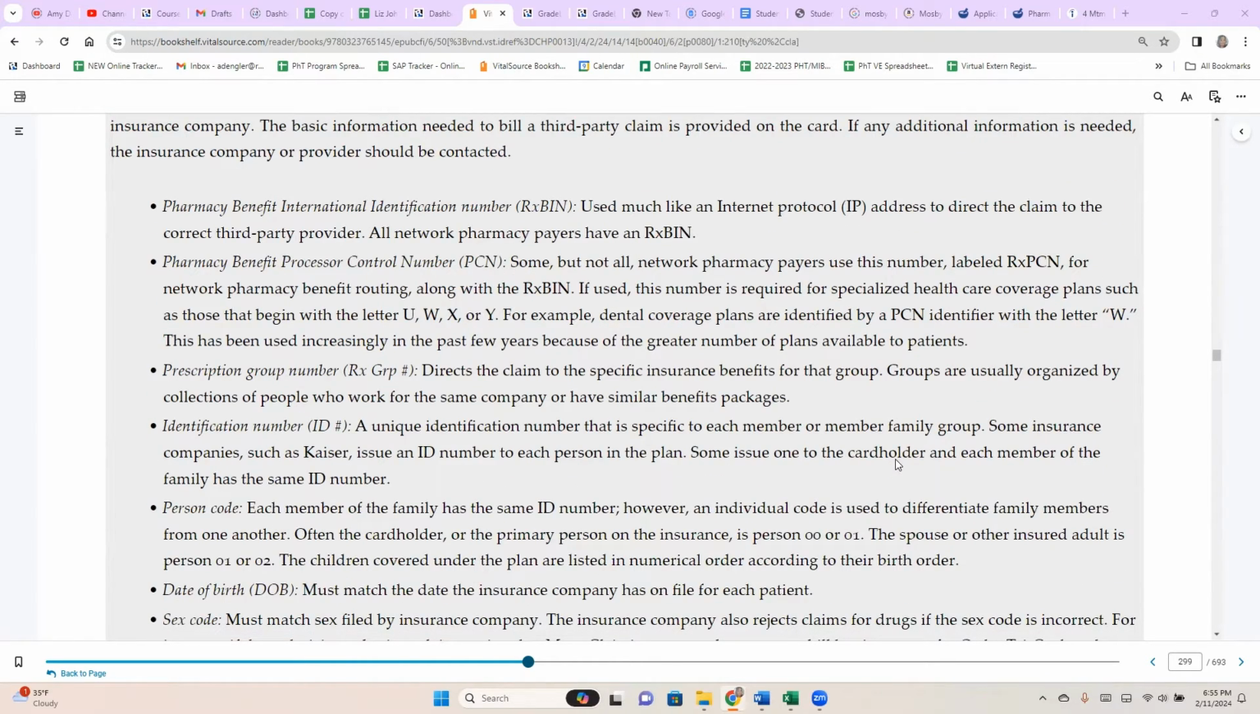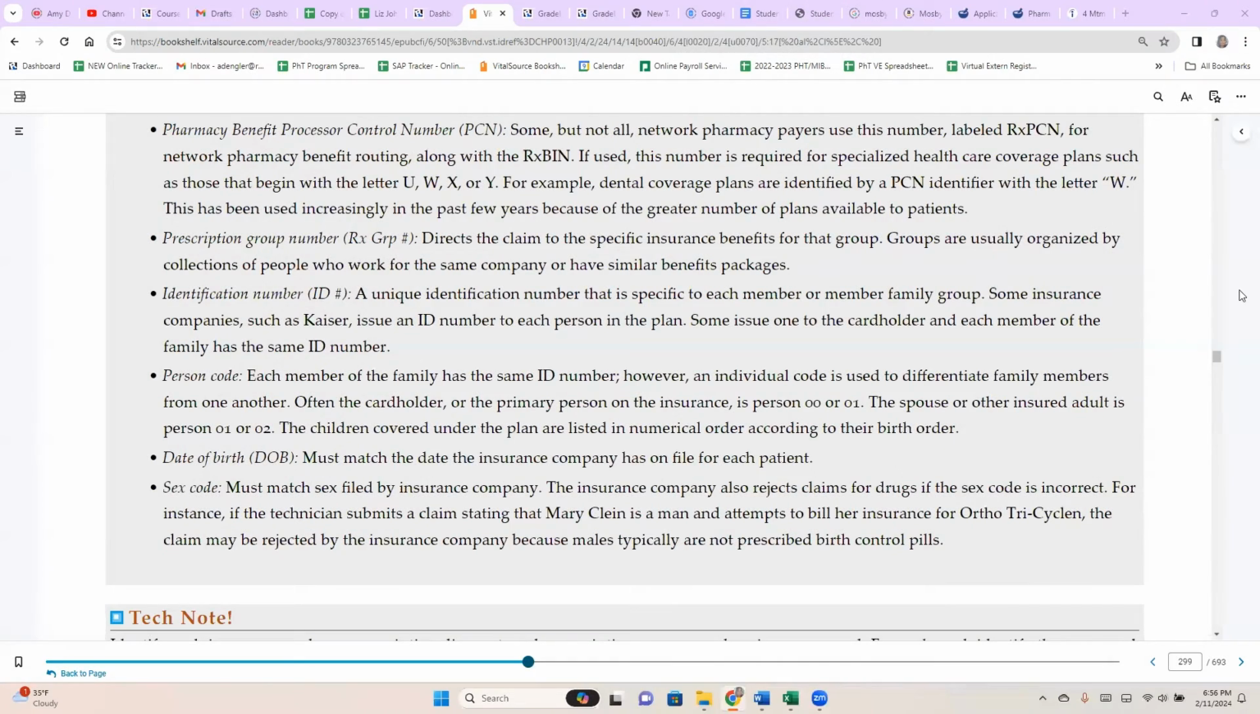The identification number is unique for each specific member or family member group. Each member of the family has the same ID number. However, an individual code is used to differentiate family members from one another. Often the cardholder or the primary person on the insurance is person 00 or 01. The spouse or other insured adult is person 01 or 02, depending on what the primary person is. And the coverage for children on the plan is listed in numerical order according to their birth order. So their numbers are firstborn 03, second 04, and so on and so forth.